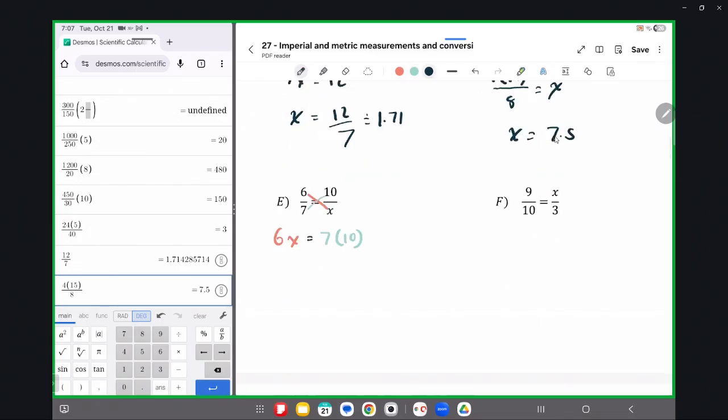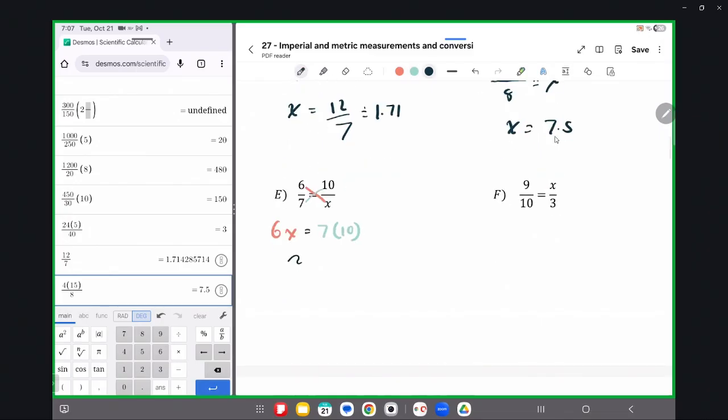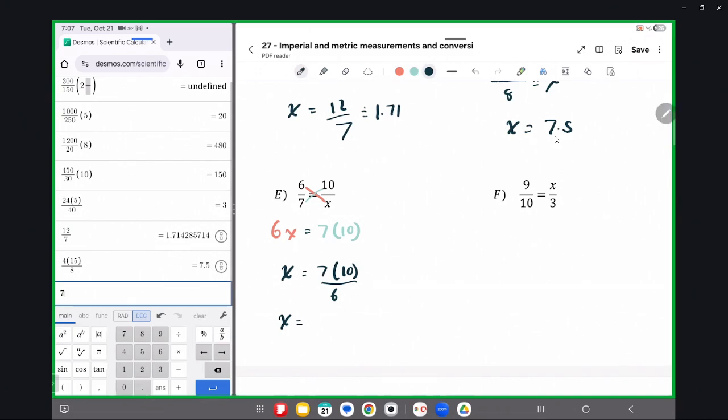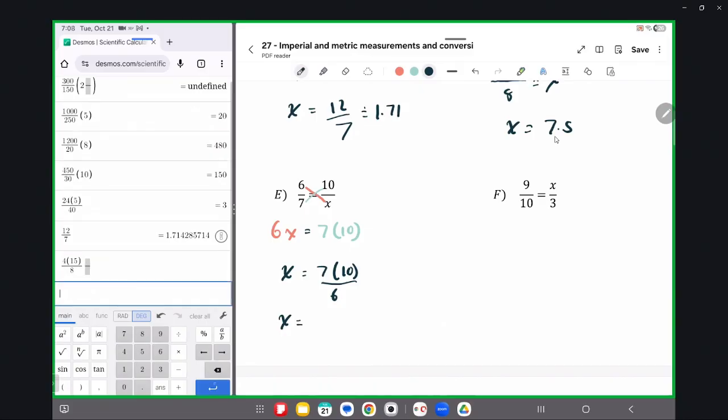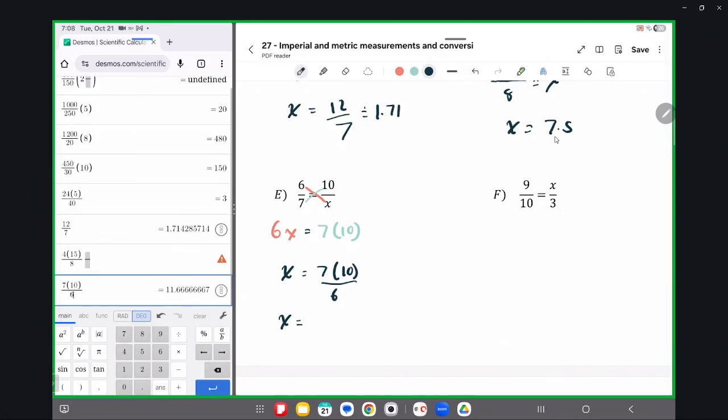So at this point, we isolate for x by dividing both sides by 6. So x will be equal to 7 times 10 over top of 6, which is some number, 11 point something. Let's go figure this out. So we have 7 times 10 over top of 6. So we get 11.66 repeating. So we'll just put 11.6 repeating is good enough for us. Or if you want to, you can round that off to make it 11.7. It doesn't matter too much unless the question says otherwise.